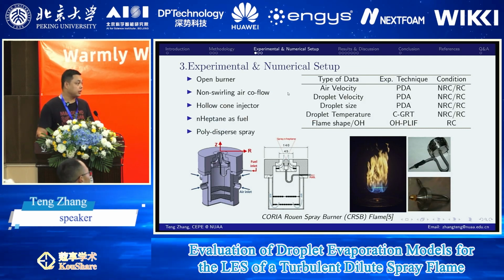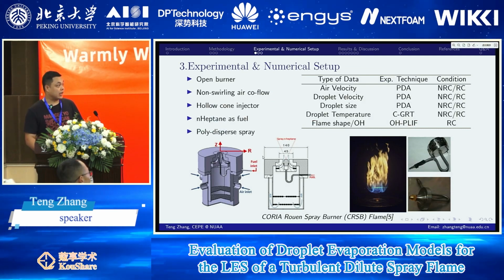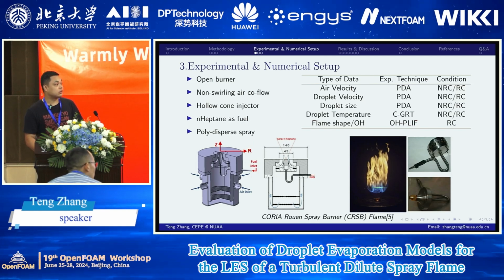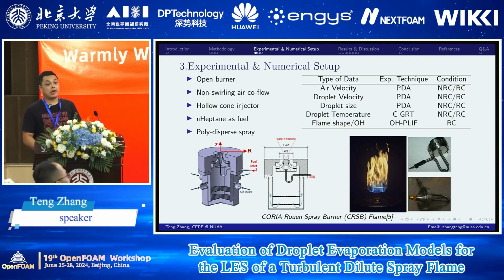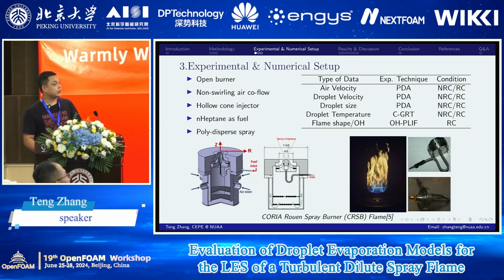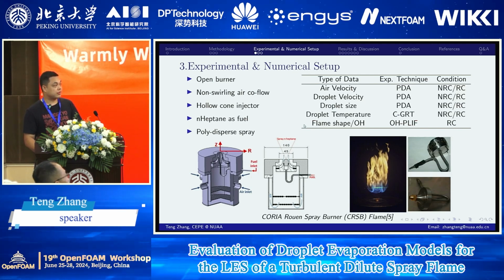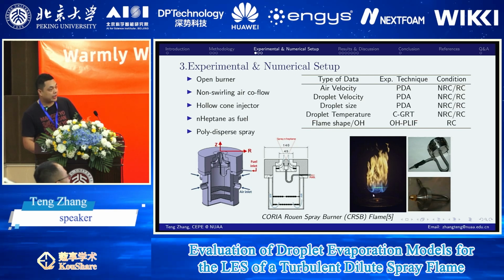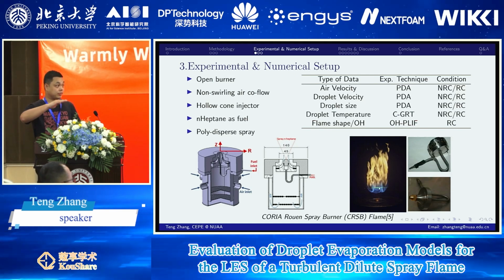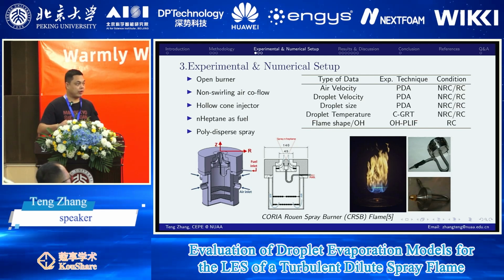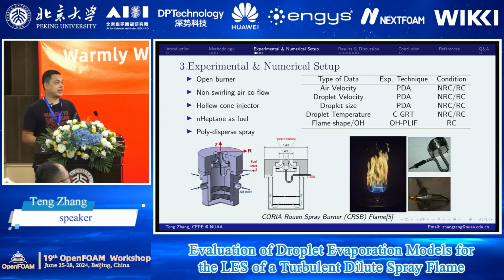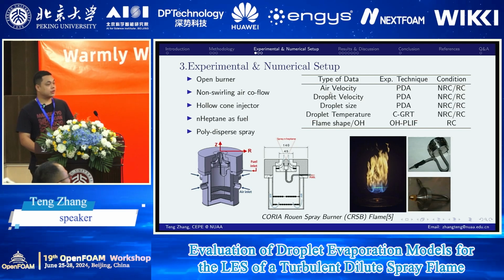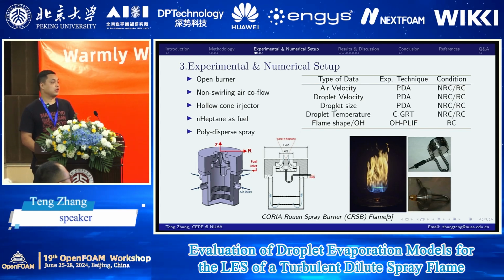We select the CRSB spray flame as the target case. It's an open burner using ethanol as fuel, and there are 18 straight vanes to generate a highly turbulent but non-swirling air co-flow. The spray is injected into the atmosphere using a hollow cone injector. From this picture, we can see the flame is lifted off from the injector, which makes the simulation result very sensitive to the models we select. The group in Korea conducted many experiments to get the gaseous and liquid phase results, and also the flame shape.